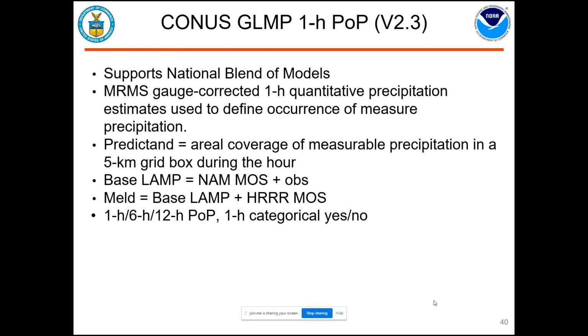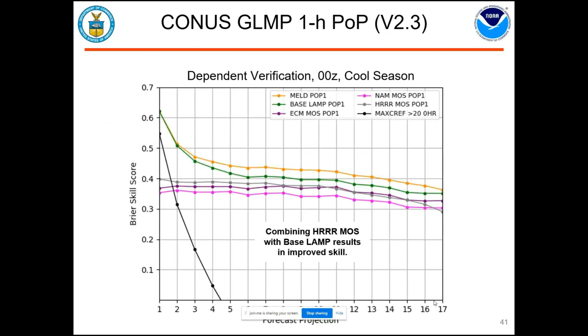Here again is a very similar approach to the other products. We make a base LAMP, which is a combination of NAM MOS and observations. The meld, we combine base LAMP with the HRRR. And we're making 1, 6, 12-hour probabilities, as well as a 1-hour categorical yes/no.